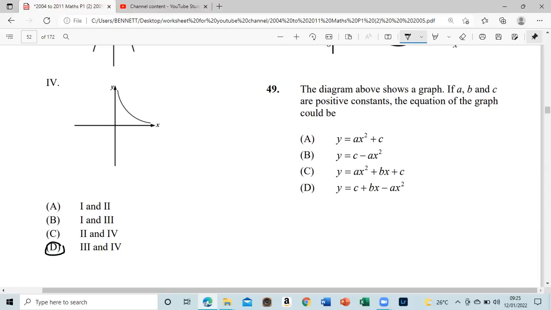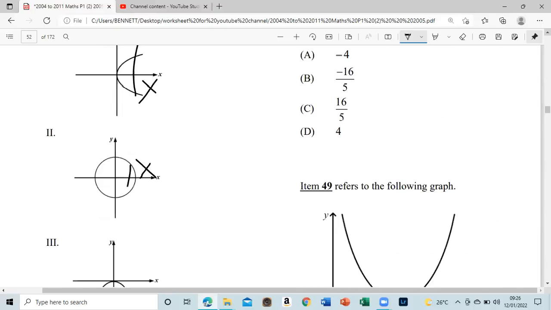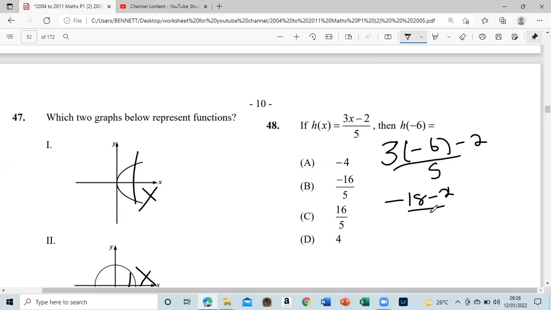Alright, let's move on to 48. If h of x is equal to 3x minus 2 all over 5, then h of negative 6. Alright, let's put in negative 6: 3 times negative 6 minus 2 upon 5. So 3 sixes are 18, minus 2, upon 5. So that would be negative 20 upon 5. So that's negative 4.